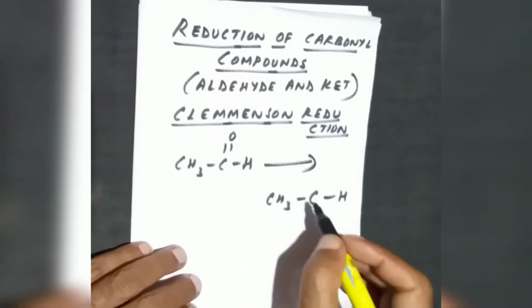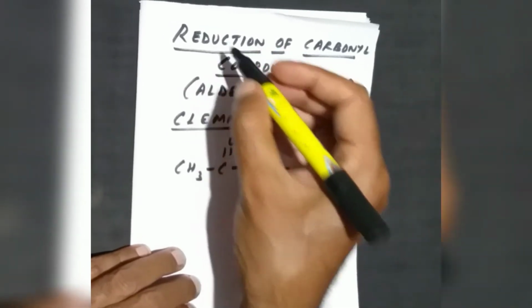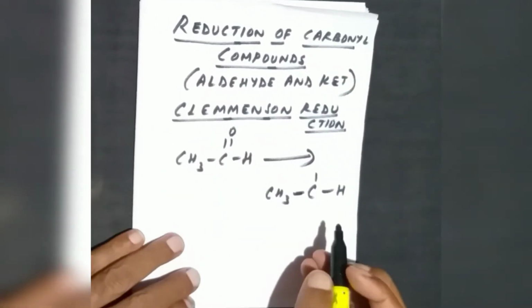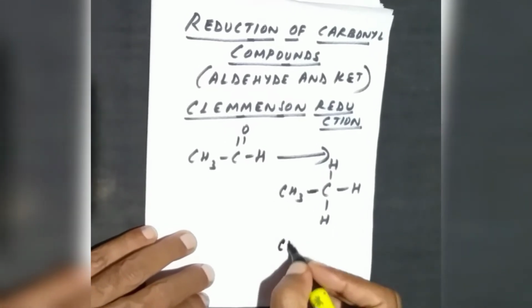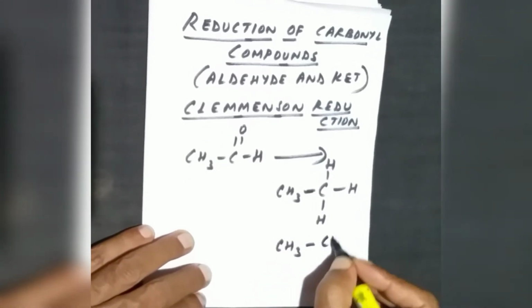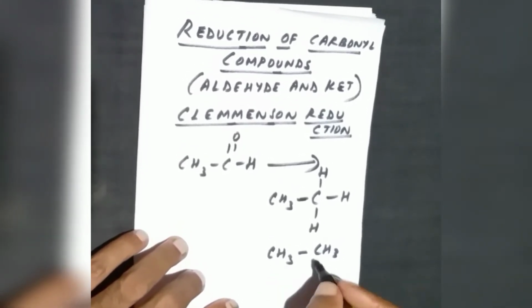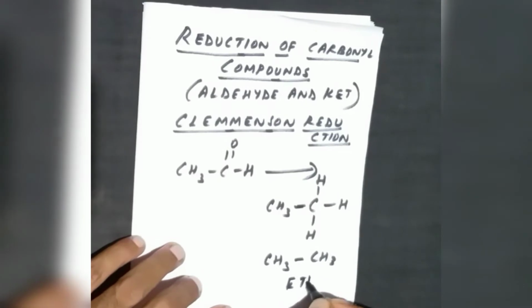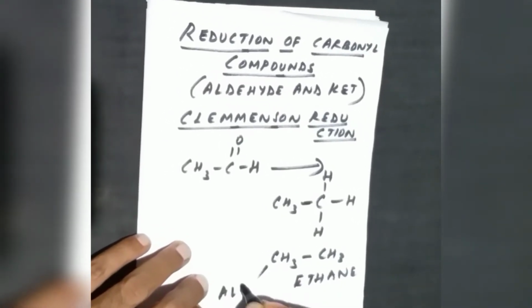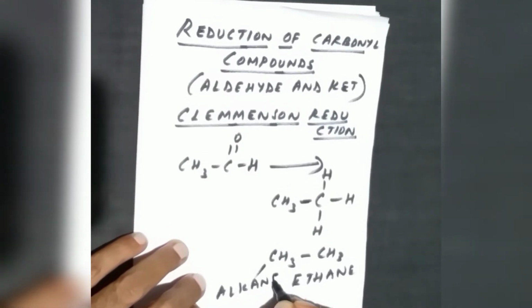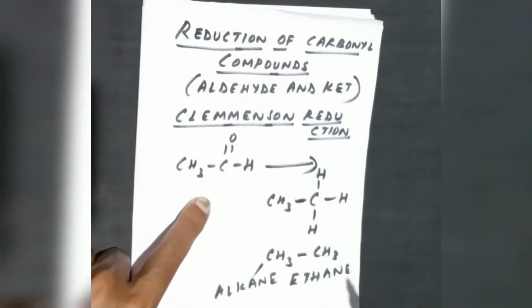When you take this carbon, the valency used is 1 and 1, 2. For the remaining 2, because it's a reduction reaction, I can't add something else; I will add only hydrogen. So I add the 2 hydrogens here, and finally we get CH3, CH3. It's an alkane with 2 carbons, so I get ethane. It's a hydrocarbon. So acetaldehyde on reduction gives ethane.